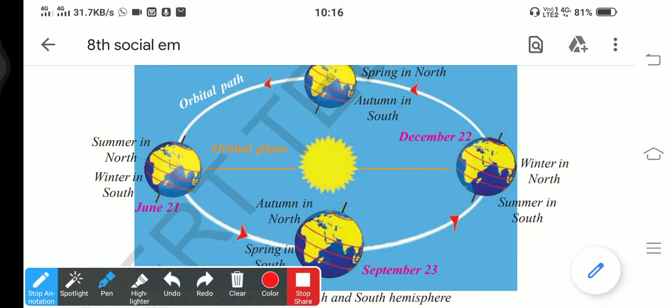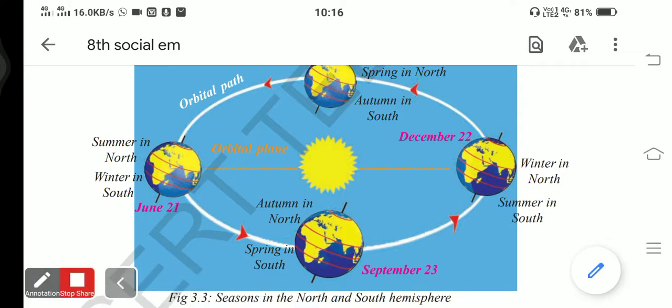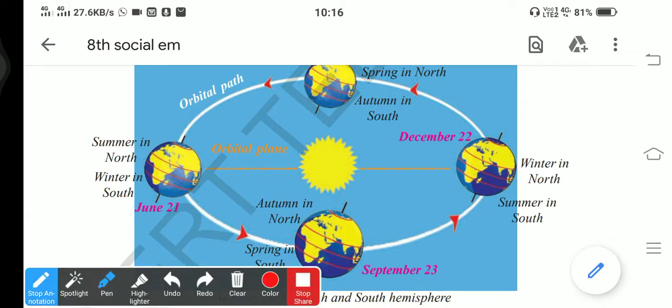So what happens when it bends? The portion of the earth receiving the sunlight changes. Look at this figure. In some months, we see that the southern hemisphere faces directly towards the sunlight. Dear students, look here. This is September 23rd.